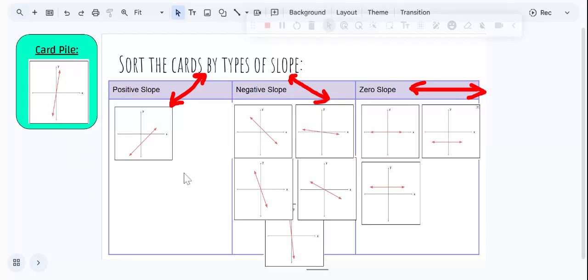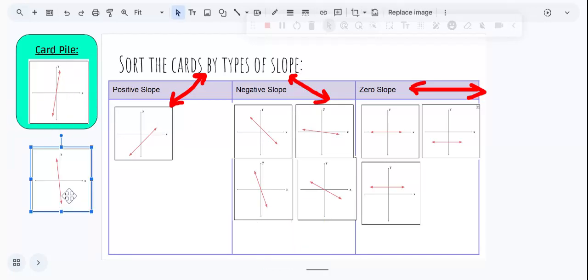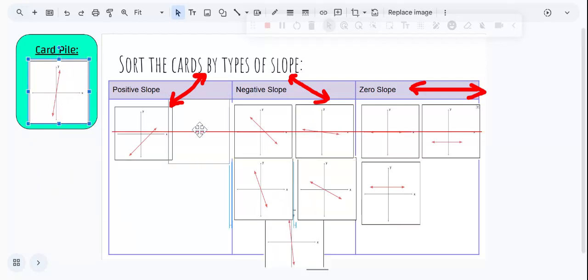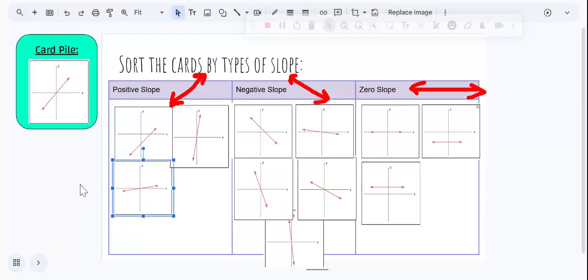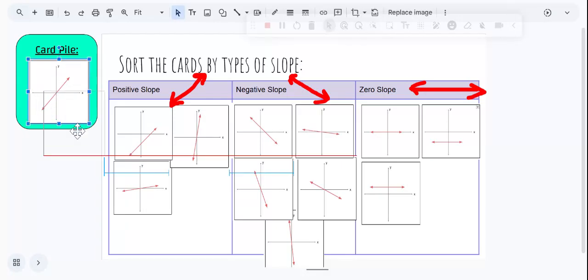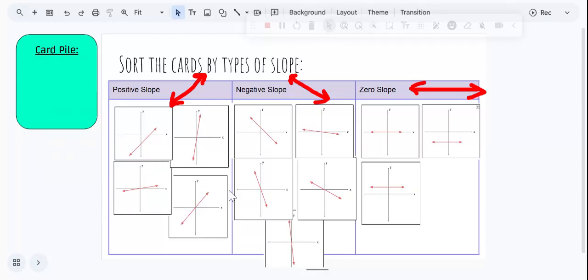Left to right, very steep. That one's pretty similar to this one, but it's just the direction, right? So this is negative, this one's positive. It's climbing up. From left to right, pretty flat, but you can still see from left to right, it's moving up, positive. From left to right, this one is also moving up, positive. Okay, there you go. So there's 4 on positive, 5 on negative, and 3 on zero.